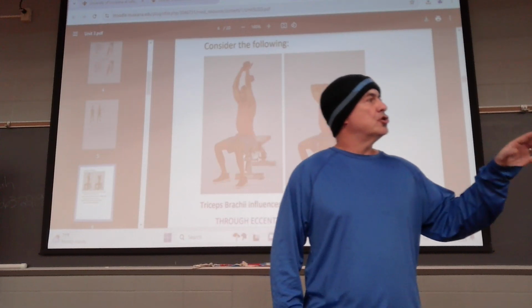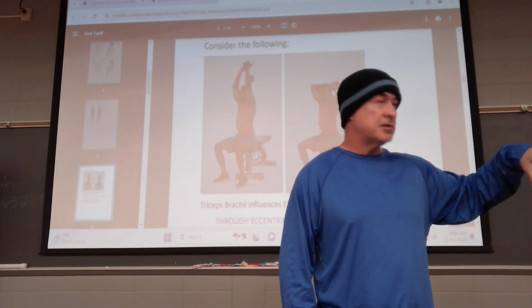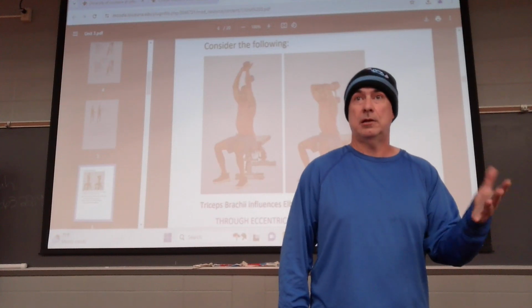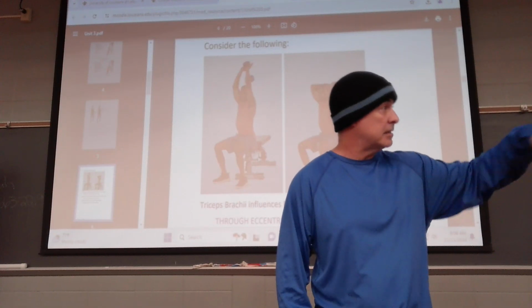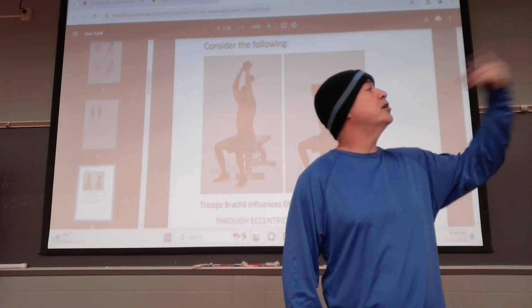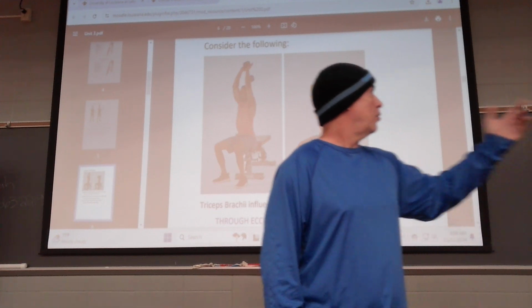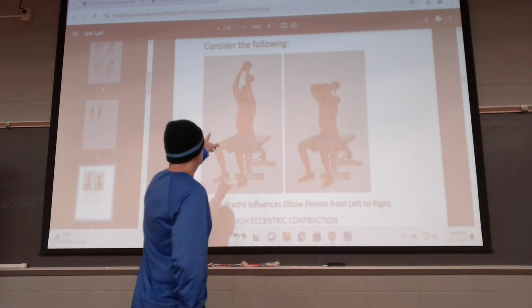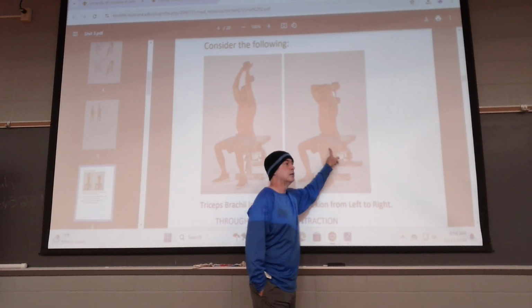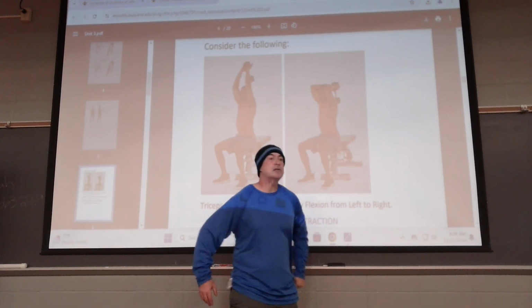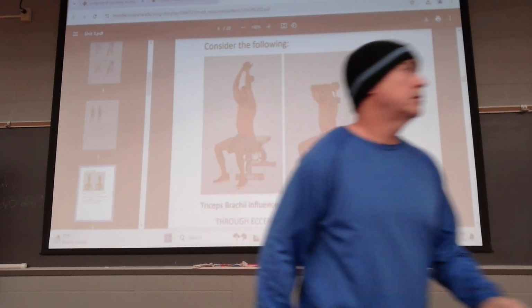Remember guys, contraction isn't just about shortening and lengthening. It's shortening, lengthening, or staying the same, but it's doing a job. So I'm not saying the bicep doesn't shorten from here to here. But you know what else the bicep could shorten by doing?